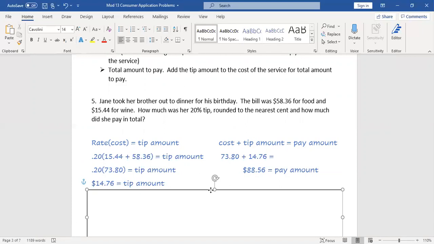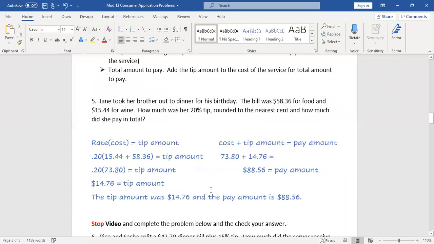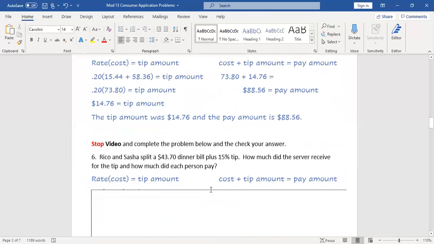So I take that value and I add it to the amount of the two items, which was $73.80. So I total those two things together and I get $88.56. So the tip was $14.76 and the pay amount is $88.56. Okay, now go ahead and stop the video and give it a try.